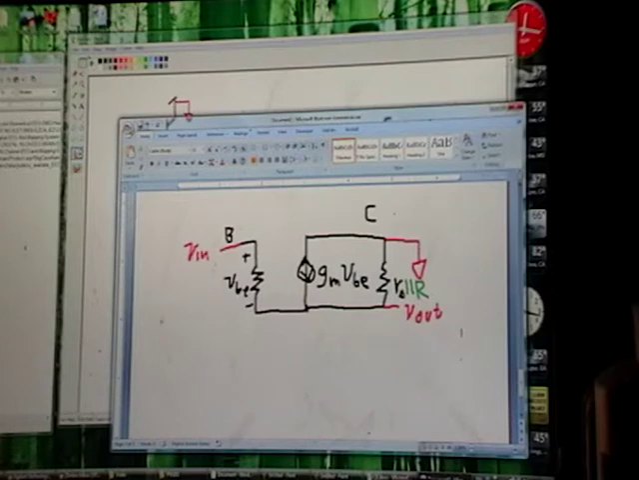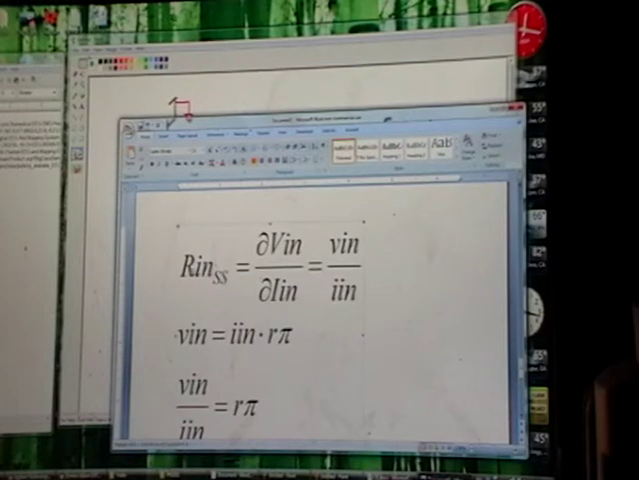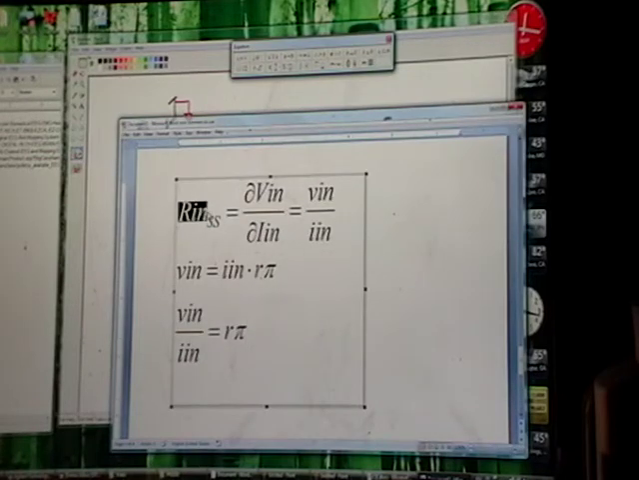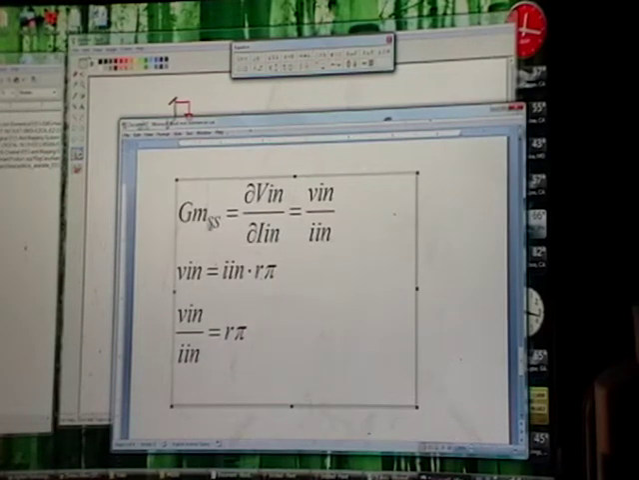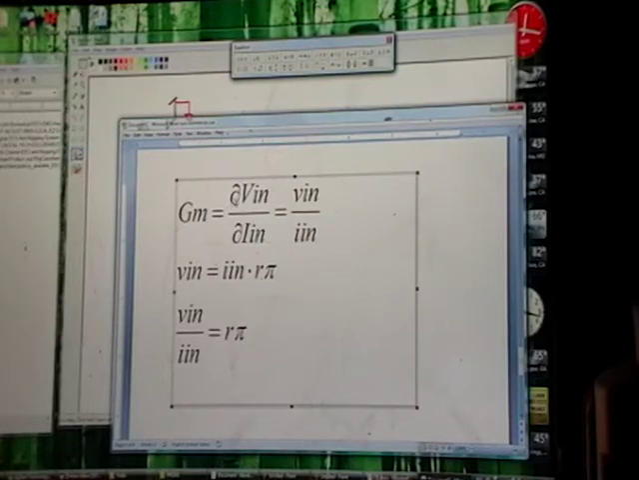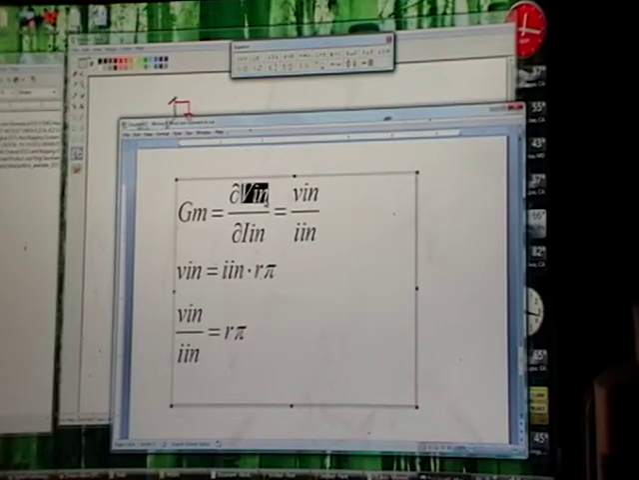Okay, let's do some math. Let's get the equation from over here. Which one's going to be easiest? Let's do GM since we didn't do it last time. I'm using a big GM to represent the GM for the entire circuit, and that means we look at I out versus V in.